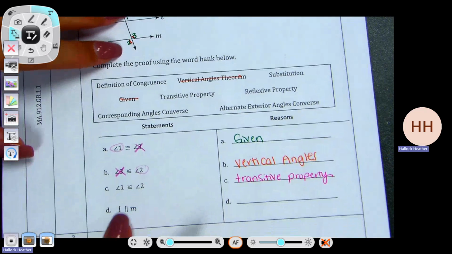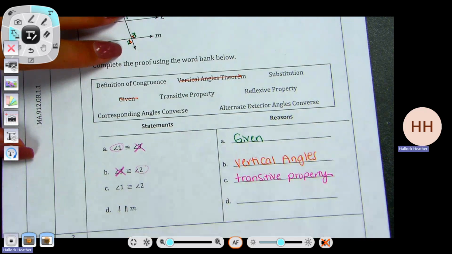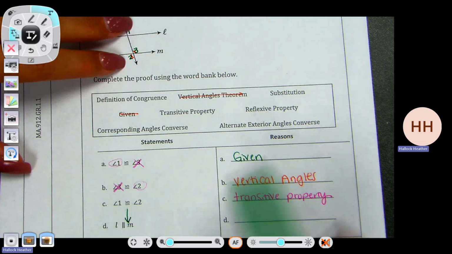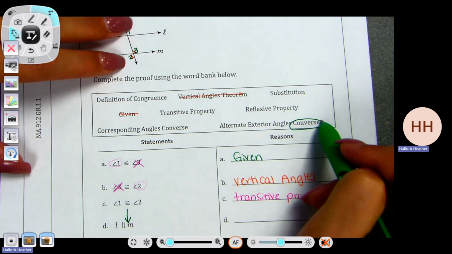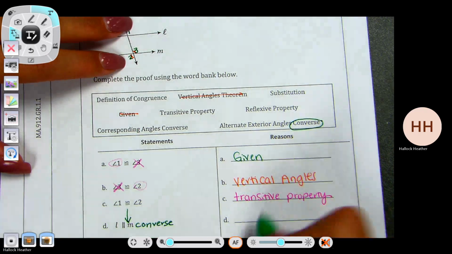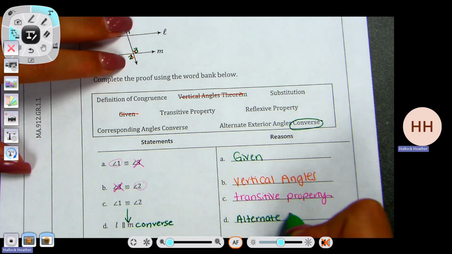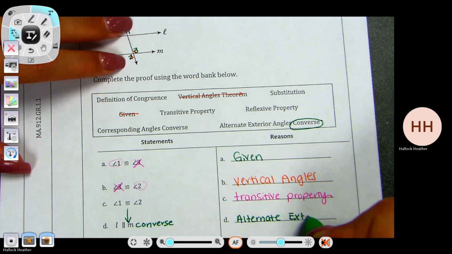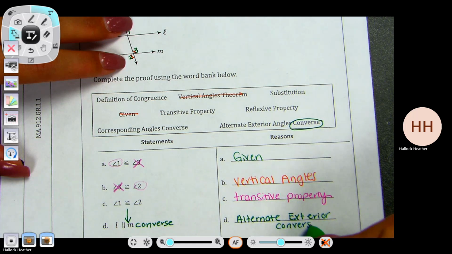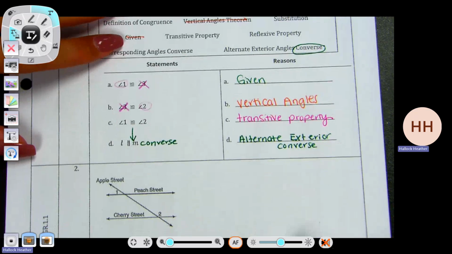And then you can justify L is parallel to M because you're always taking the previous step and connecting it to this step. Angle 1 and angle 2, just like we just talked about, are alternate exterior. And we're going to use this one converse to prove that the lines are parallel. This has to be a converse. So alternate exterior angles converse. That is used to prove lines are parallel.